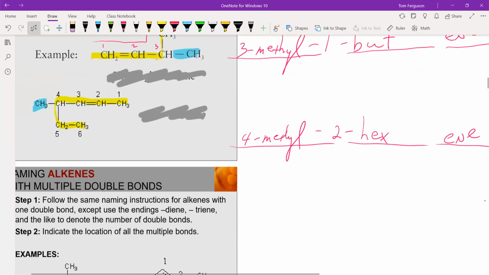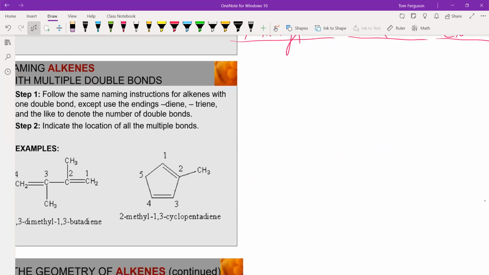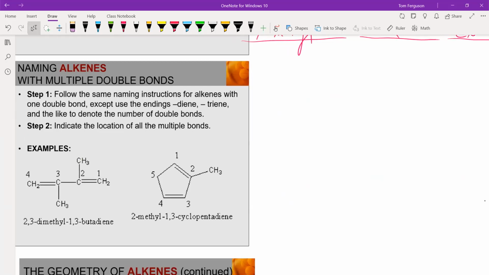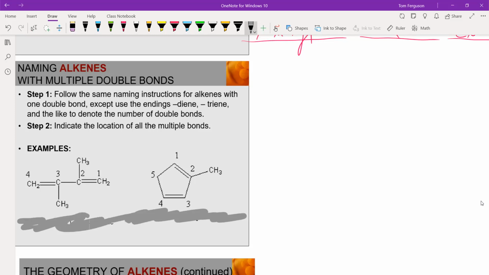Now, we can have multiple functional groups. Like in this case on the left, we have 2 double bonds. On the right, we've got a cyclic alkene with 2 double bonds. So these we run into in our class less frequently. We'll frequently see a single double bond. Sometimes we'll see 2 double bonds. If we do have 2 double bonds, this would be the way we name it. Again, 3 parts.